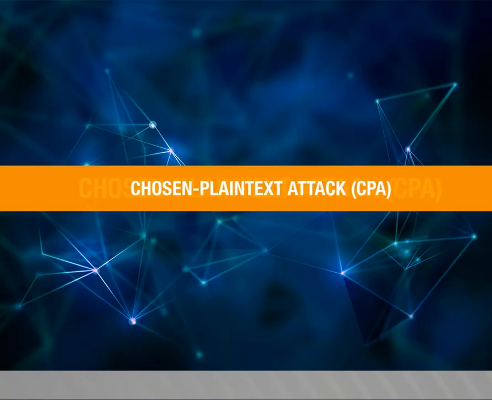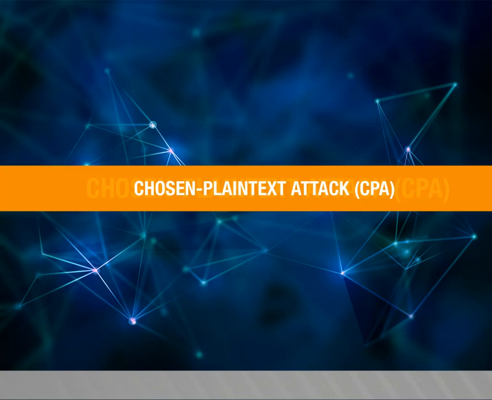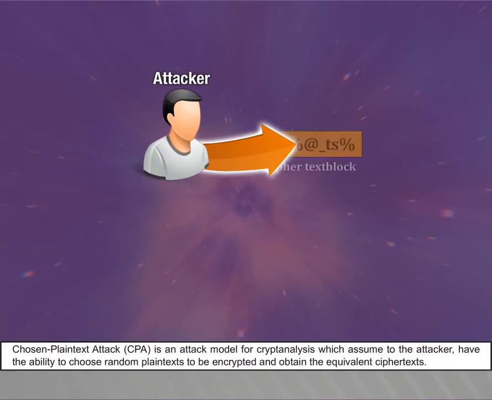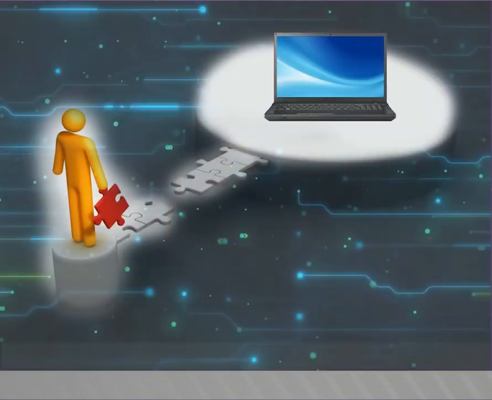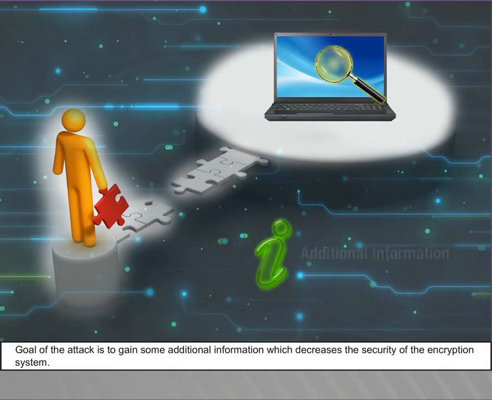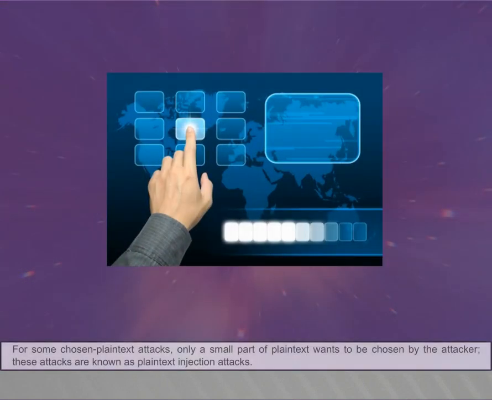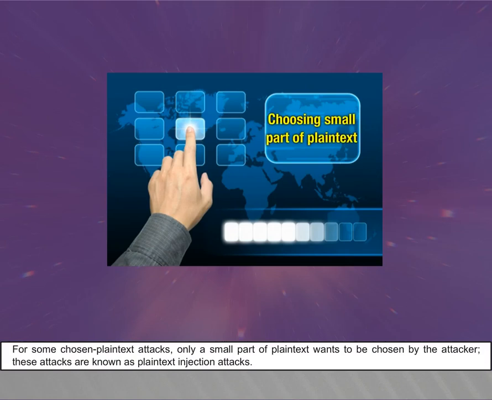Chosen plaintext attack, CPA. In this video, we are going to learn about the chosen plaintext attack. Chosen plaintext attack is an attack model for cryptanalysis which assumes the attacker has the ability to choose random plaintext to be encrypted and obtain the equivalent ciphertext. The goal of the attack is to gain some additional information which decreases the security of the encryption system. For some chosen plaintext attacks, only a small part of the plaintext needs to be chosen by the attacker. These attacks are known as plaintext injection attacks.